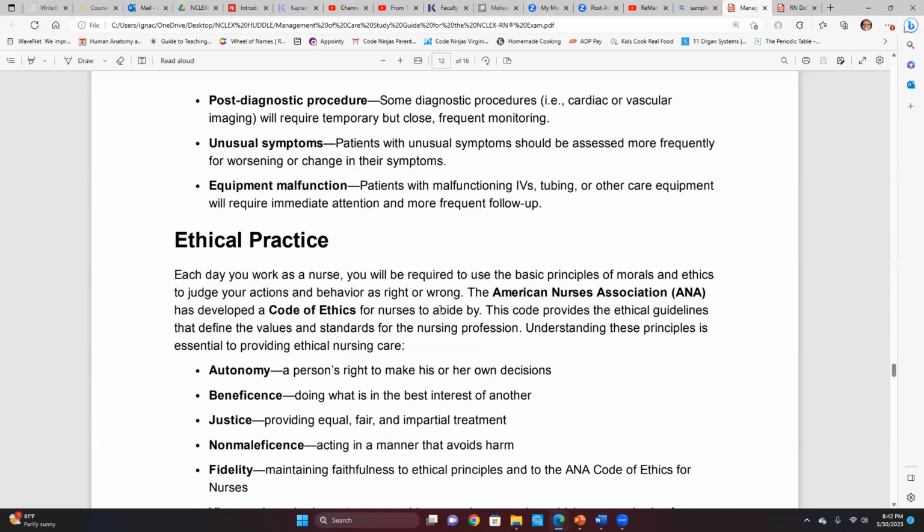And then malfunctioning equipment. I always remind my students to trace everything that is connected to the patient. Foley catheter, oxygen, IV tubing, chest tube, make sure that it's traced and connected to what it's supposed to be connected to. No kinks, and if it's a Foley catheter bag, it's hanging below the level of the waist, below the bladder, right? So all of those things.